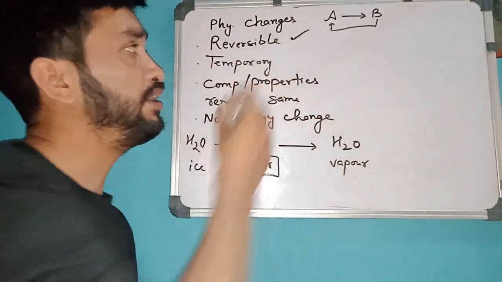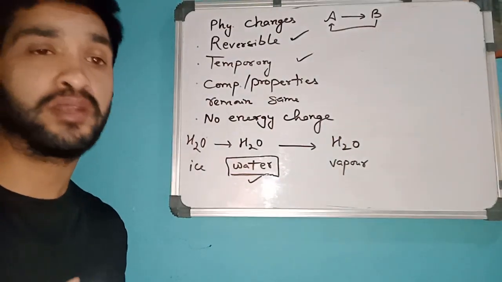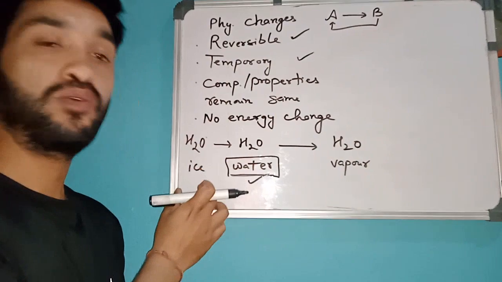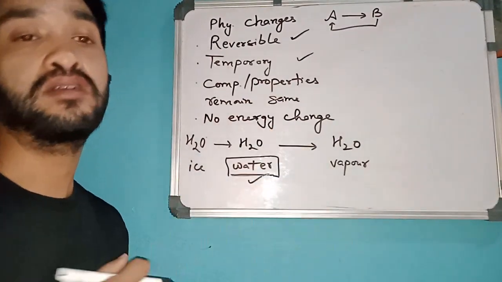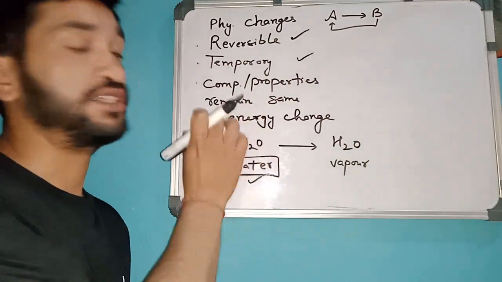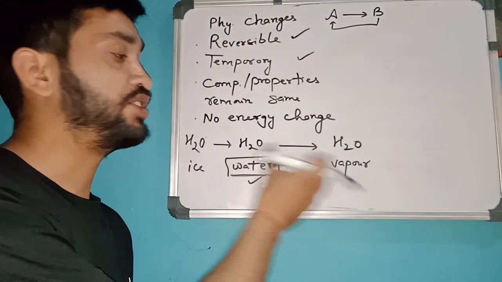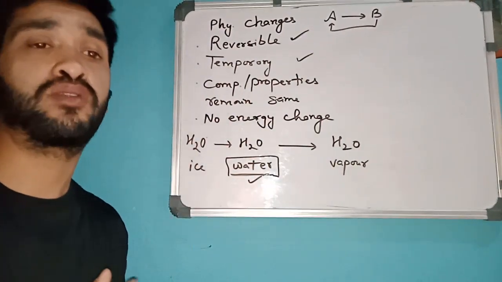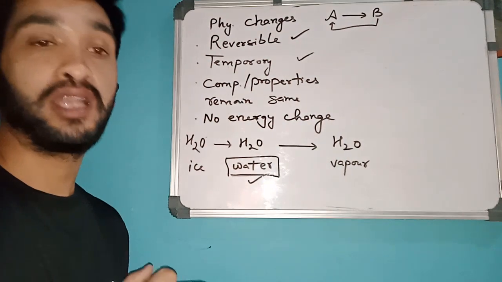So reversibility is verified. Second, is it a temporary change? Definitely it's a temporary change. If I convert water to ice, again I will give some heat to ice and again I will get back the water. It means this change is temporary. Only under the effect of temperature and pressure these changes are happening and again they are getting back to their original state. It means this one is a temporary change.